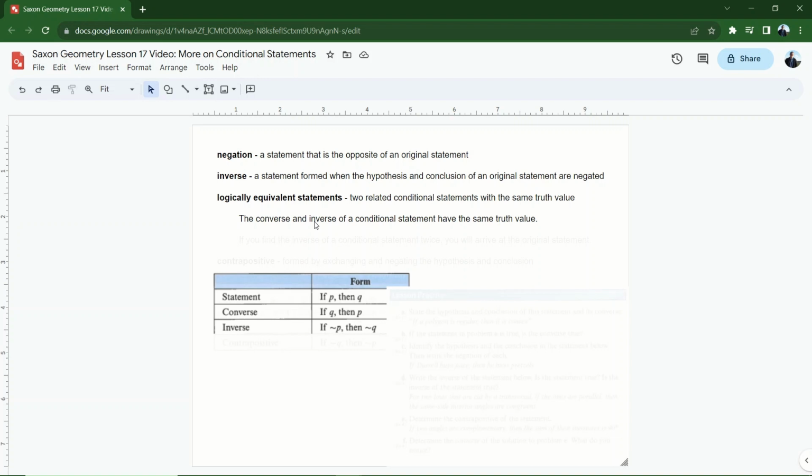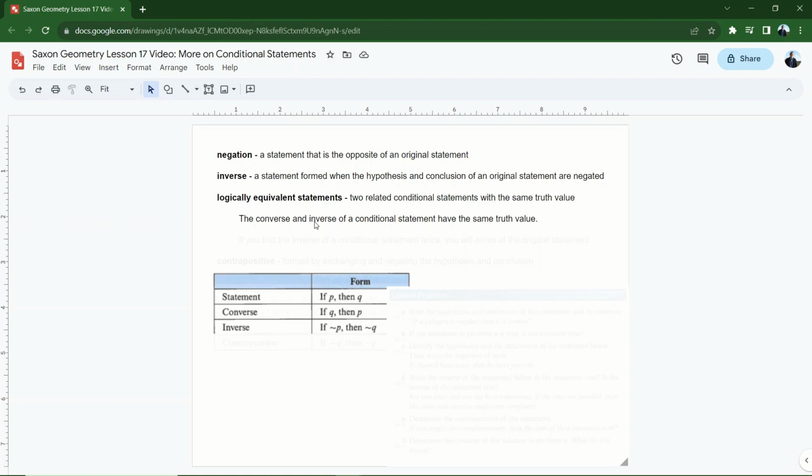Let's go back to my statement. If it is 95 degrees outside, then I will wear shorts. The converse of that is, if I am wearing shorts, then it is 95 degrees outside. I'm not sure that that's true because I might wear shorts if it's 90. I might wear shorts if it's 80. So even though the original conditional statement is true, the converse is not necessarily true. You'll find me wearing shorts when it's 87 out, and then you'll say, oh, that's a counterexample.